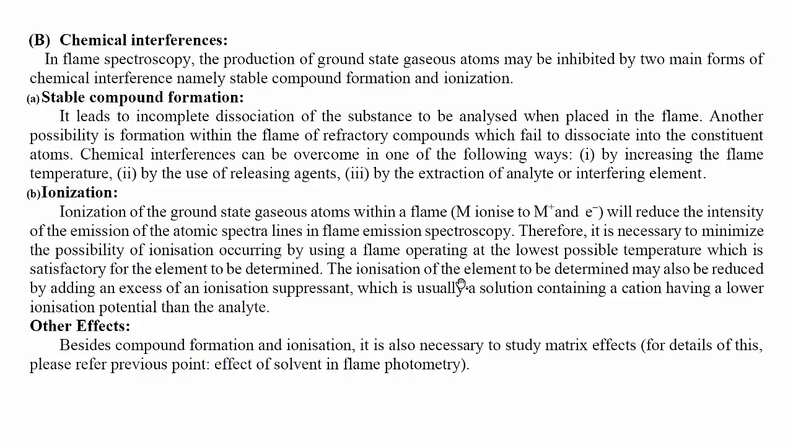The ionization of the element to be determined may also be reduced by adding an excess of an ionization suppressant, which is usually a solution containing a cation having a lower ionization potential than the analyte. Other effects. Besides compound formation and ionization, it is also necessary to study matrix effects. For details of this, please refer to the previous point, Effect of solvent in flame photometry.